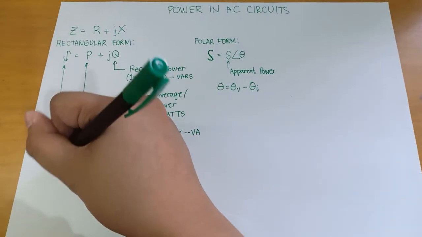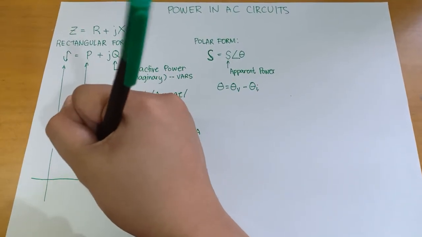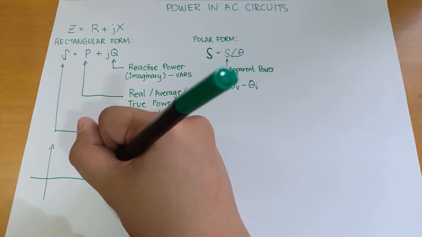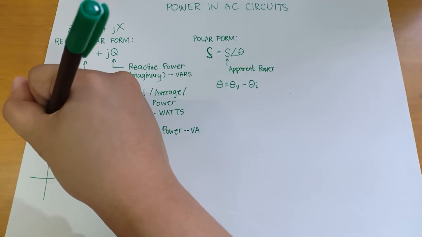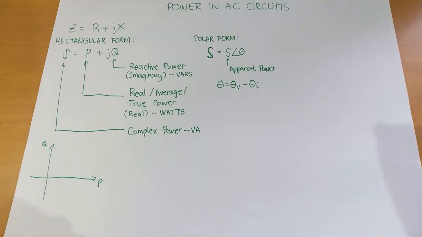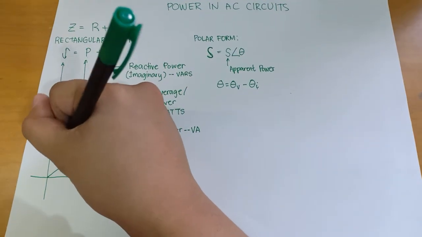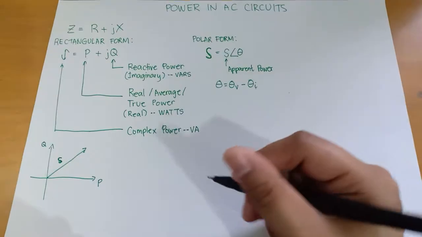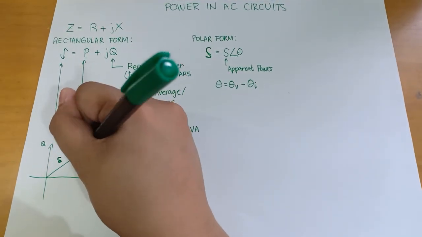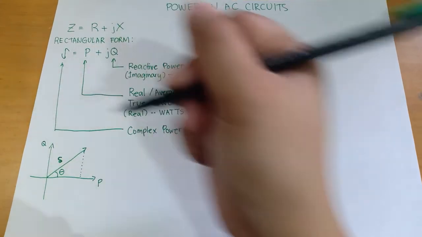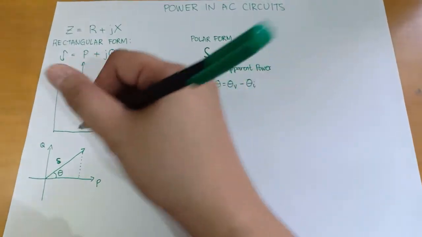So, let's draw itong ating power triangle. So, we have real power P at ito yung imaginary or reactive power. And this is our complex power S. Sige. Okay. So, draw natin yan. So, itong angle na to, ito yung theta.